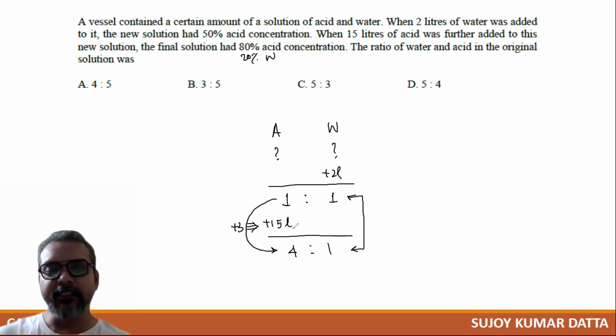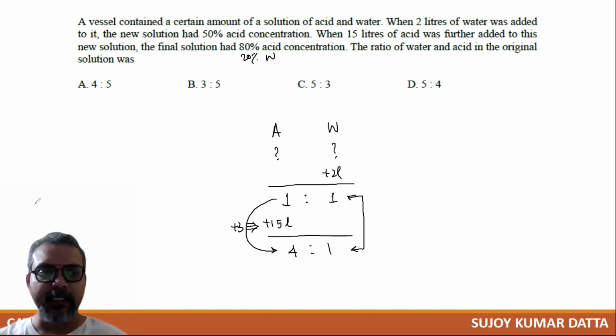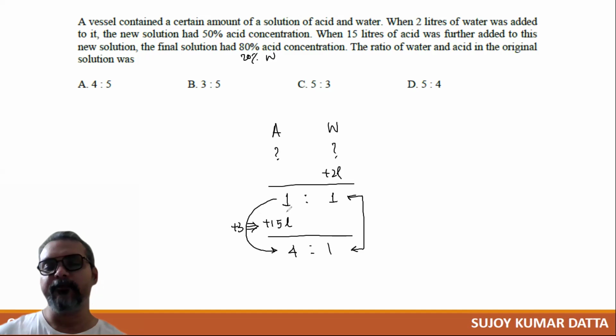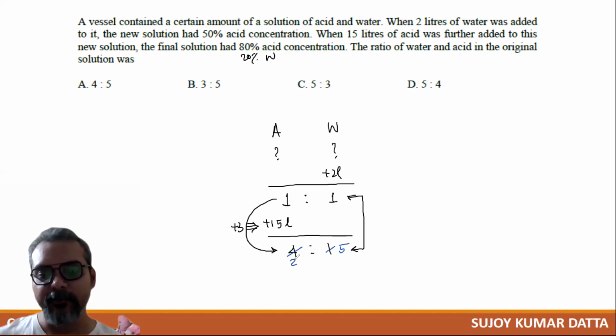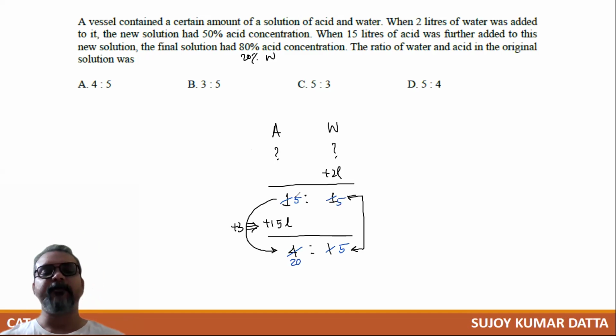But then we know that this is actually 15. So that means there is a scale up that's happening. From 3, it has scaled up to 15. So 5 times. So we multiply everything here with 5. So this will be 5, this would be 20, this would be 5, and so on. So from 5 acid, you added 15, it became 20. 5 water remained 5. Hence 20 is to 5, which is 4 is to 1.